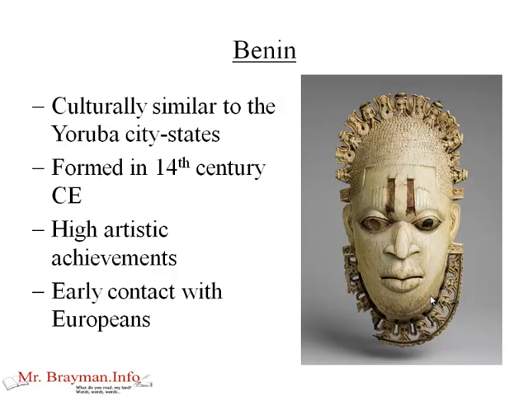The next group that developed, again in southern Africa, were the people of Benin, and they were very culturally similar to the Yoruba, and they were organized in very similar ways. And they started organizing city-states in the 14th century CE, and they're known for their highly artistic achievements.